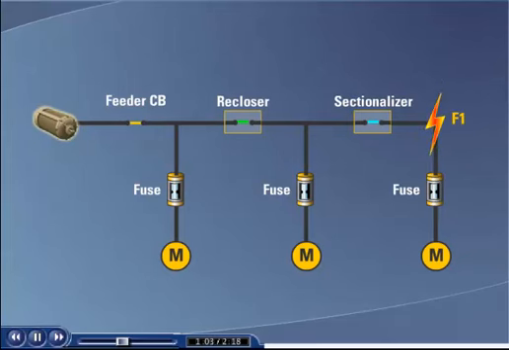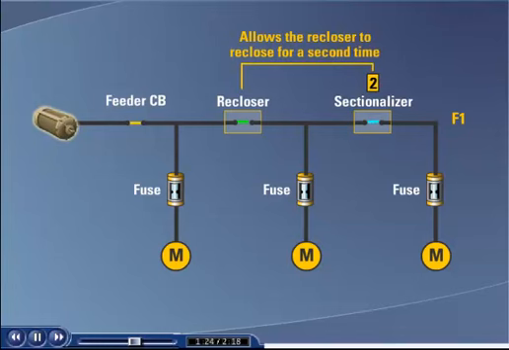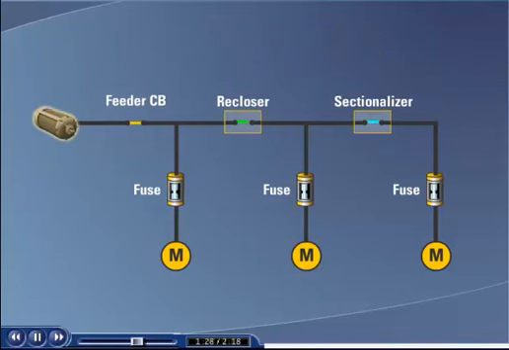For a fault at location F1, the sectionalizer cannot interrupt fault current, therefore the recloser clears the fault. If the sectionalizer is set to 1, it will disconnect the line once the recloser clears the fault, allowing the recloser to close to ensure service to the unfaulted section. If the sectionalizer is set to 2, the sectionalizer will not open after the first trip. It allows the recloser to reclose for a second time.